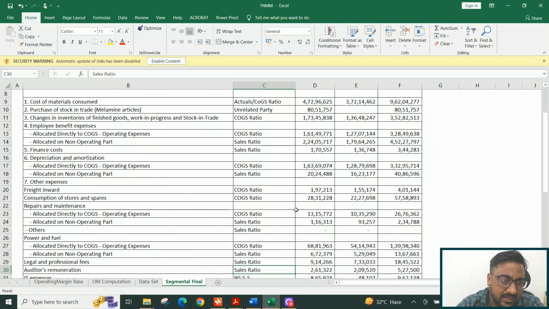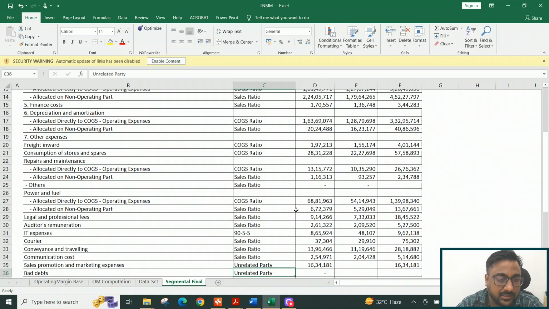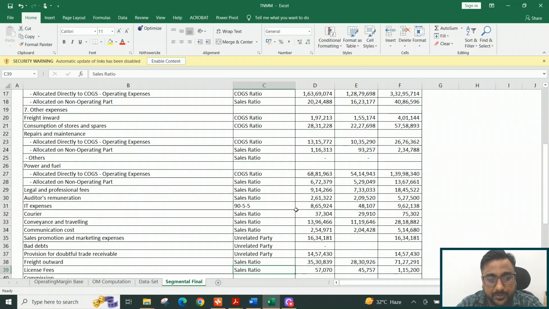Then other expenses: depending on the nature of the expenses, you need to allocate appropriately as per COGS or purchase ratio, and as per the sales ratio, whatever the expenses are, like freight, consumption, repairs, power, fuel, etc. All such expenses are to be allocated in appropriate ratios. Where there are admin and HR expenses, or where sales travel is being made by the people, you can allocate that. So sales travel would not be made for an associate enterprise, right? Because you don't have to market things to your associate enterprise.